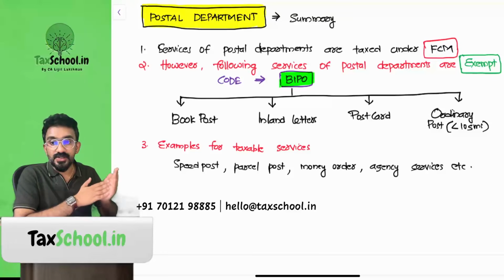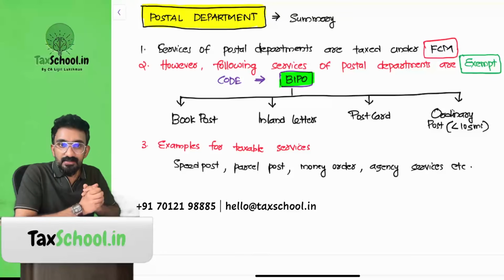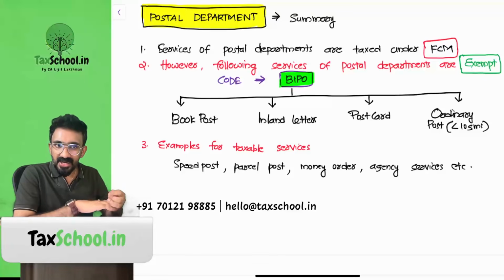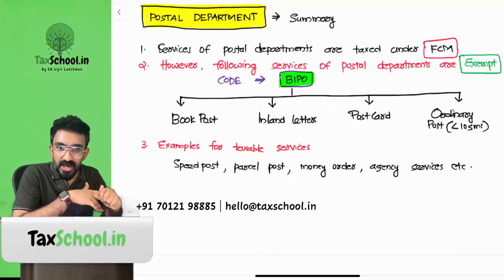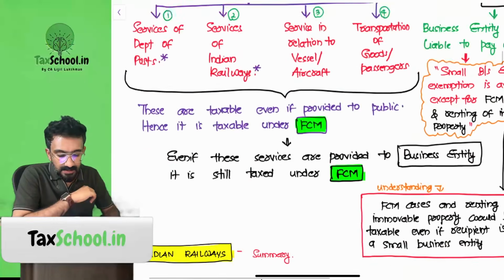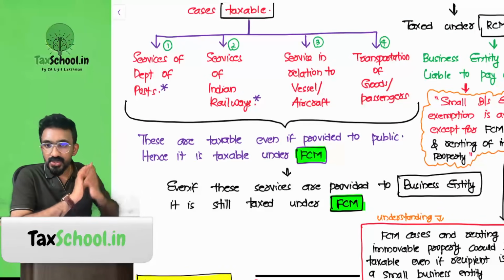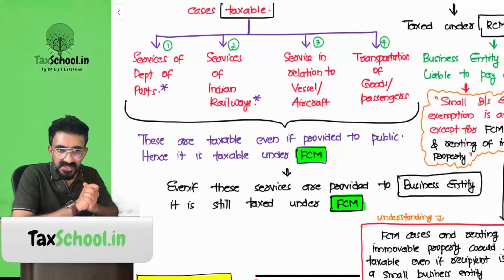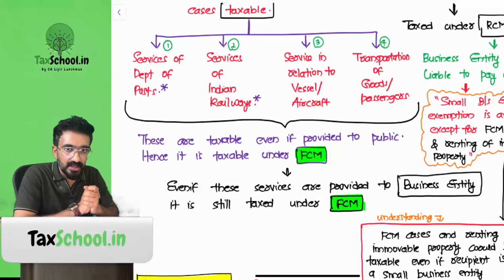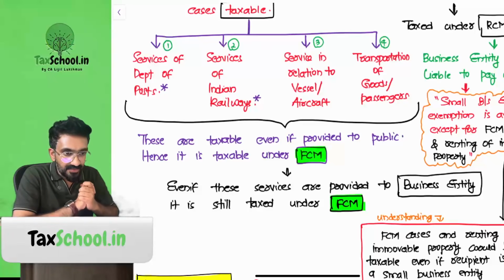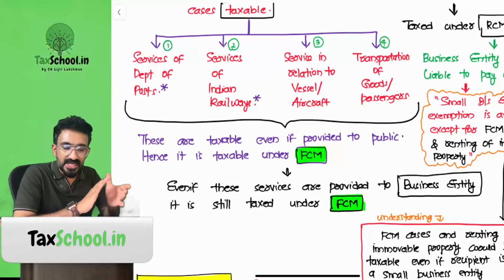Now, the next question. Postal department services are taxable under FCM. Even if it is provided to public, it is taxable. Is it postal department service alone that is taxable under FCM? No. Apart from postal department services, there are three more services which are taxable under FCM. What are they? Number two, services of Indian Railways. All the services of Indian Railways which are taxable would be taxable under FCM because it's taxable even if it's provided to public.